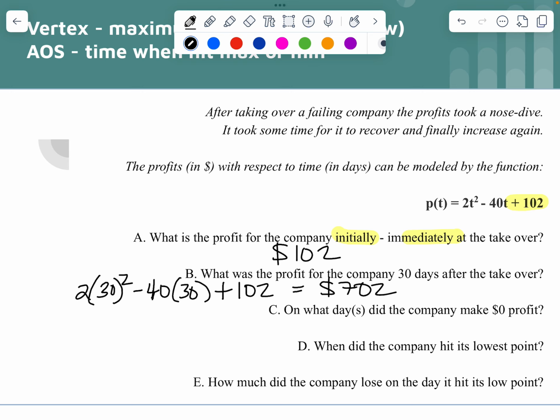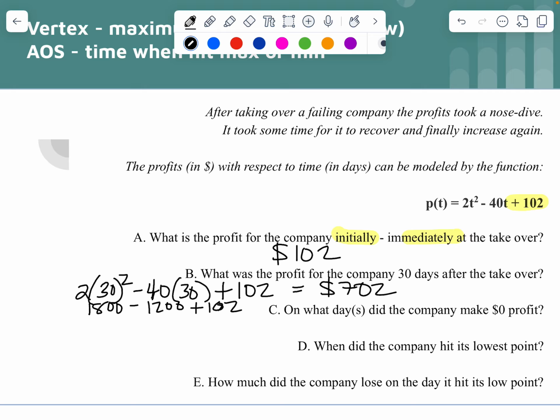702. 30 squared is 900. 900 times 2 is 1800. Negative 40 times 30 would be negative 1200, which gives me 600. I add 102 to it, and hey, look at that, it's 702.